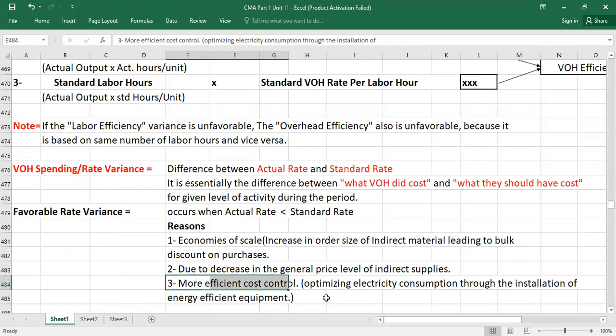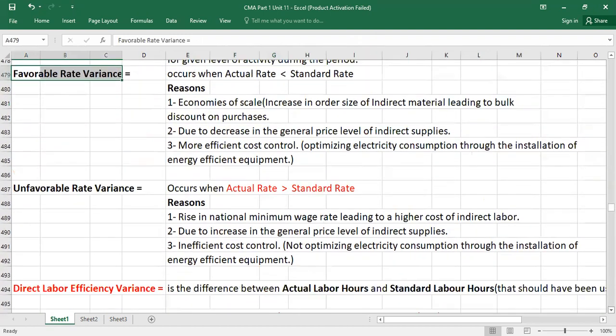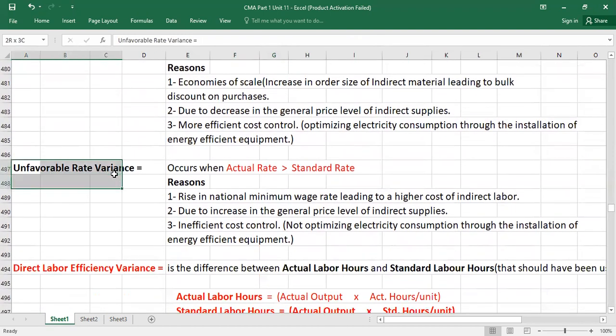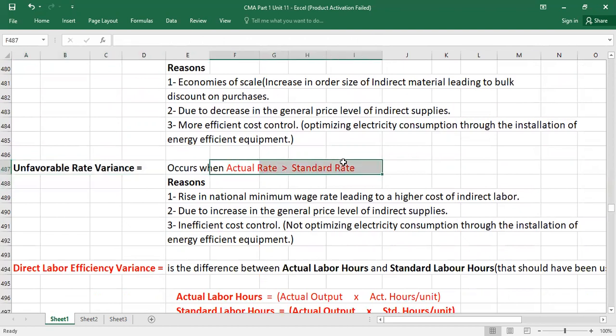Maybe we are using energy efficient equipment. Due to that, our variable overhead cost is reducing. So these are the causes for favorable rate variance. Now you can see here, you might also have unfavorable rate variance, and unfavorable rate variance occurs when your actual rate of the variable overhead is greater than the standard rate, and following could be the reason.